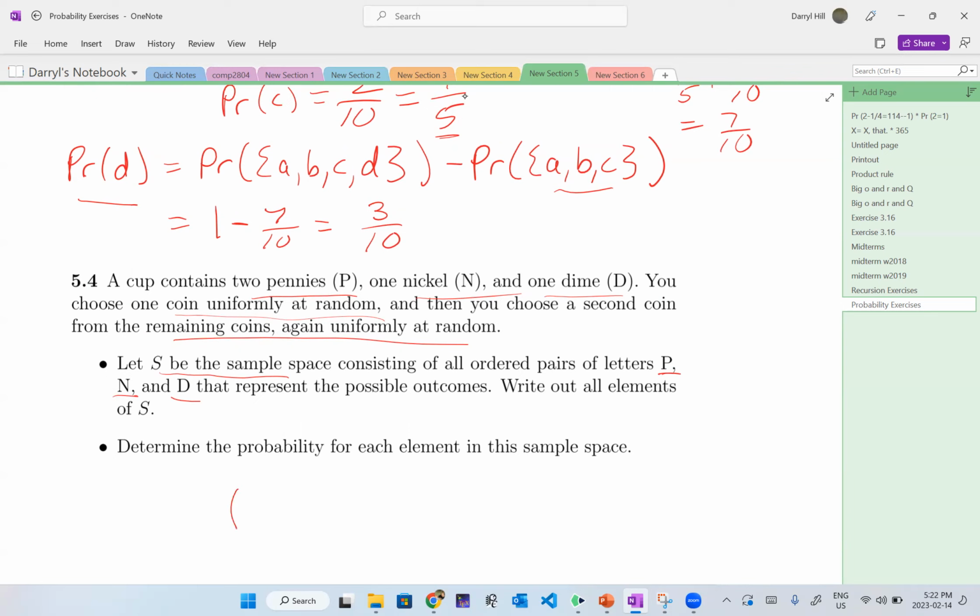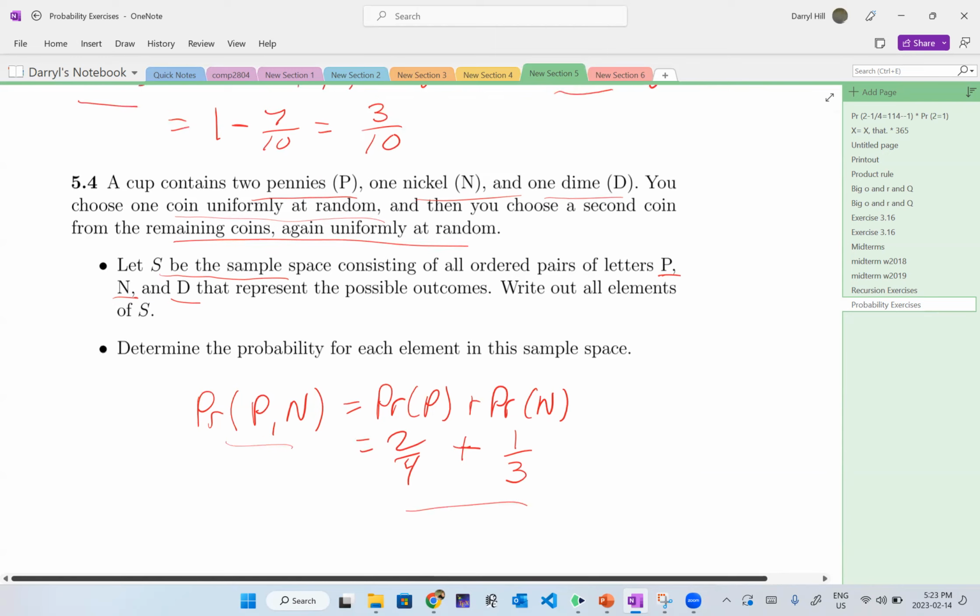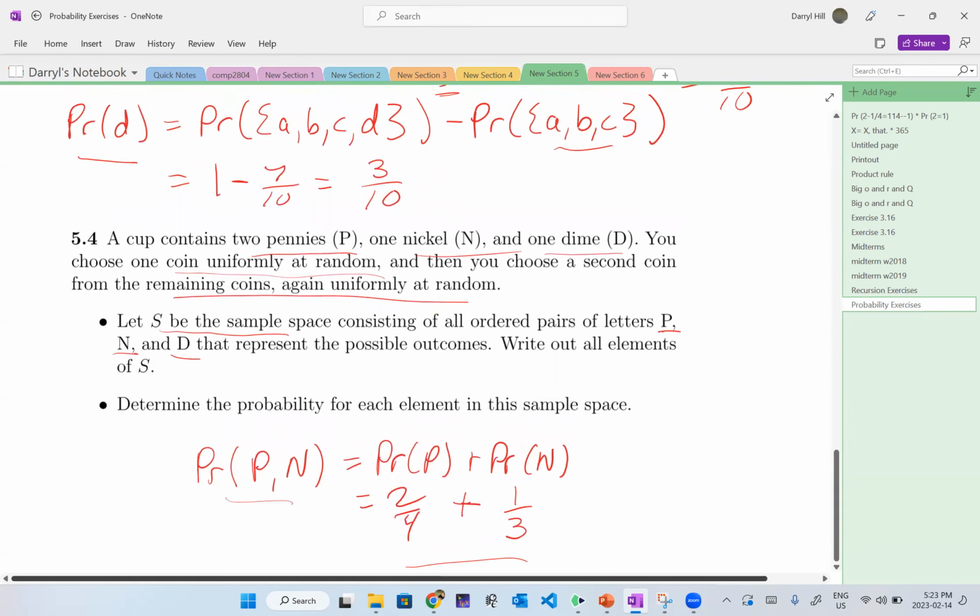For example, I have 2 pennies, so the probability of penny nickel, for instance: 2 pennies, I choose 1, I have 2 to choose from, so that's 2 out of 4. And picking a nickel, well, I have 3 left to choose from, and there's 1 nickel, so that's 1 out of 3. So yeah, I would have to list out all the possible outcomes, and then I could figure out all of their probabilities and then sum them up the same way as before. And even though it might not be immediately obvious, they should all still sum up to 1. And if they don't, that's a red flag that you've done something wrong.